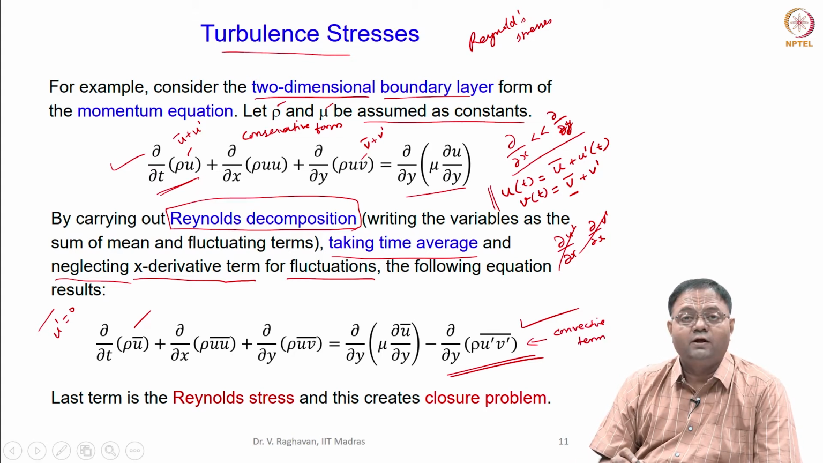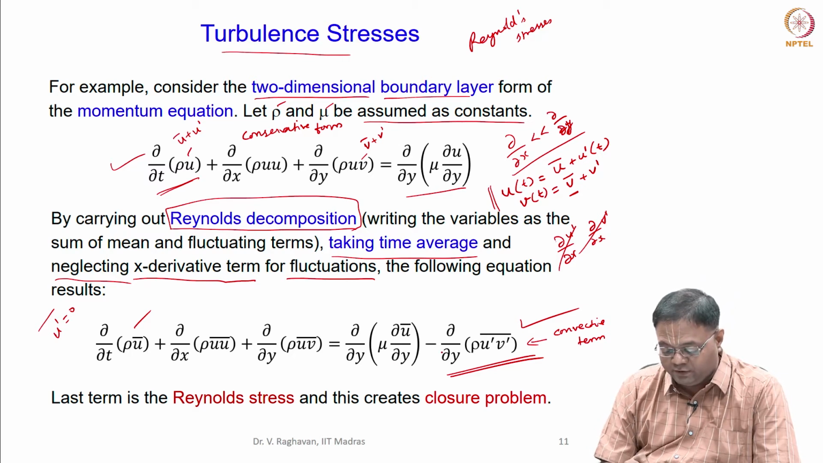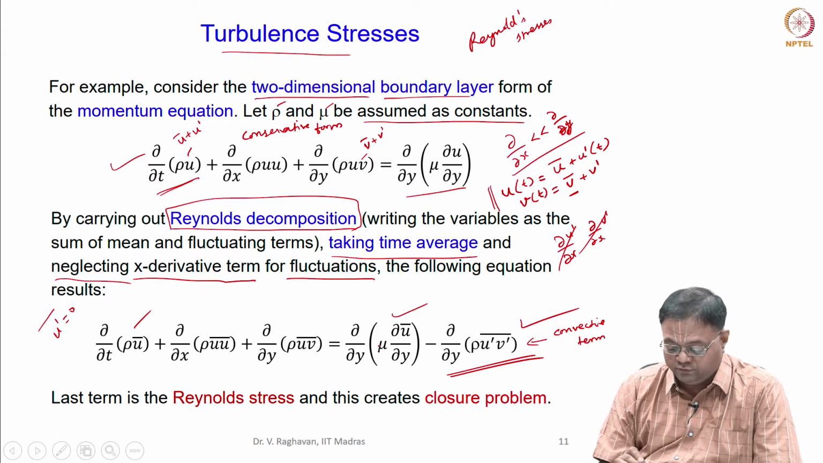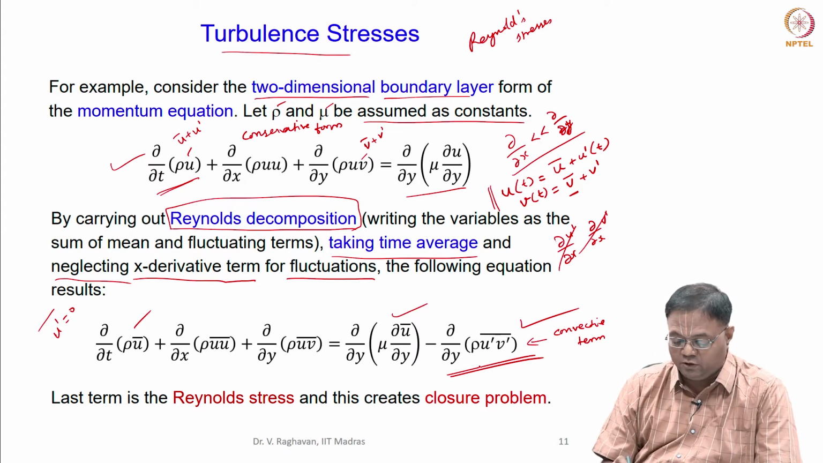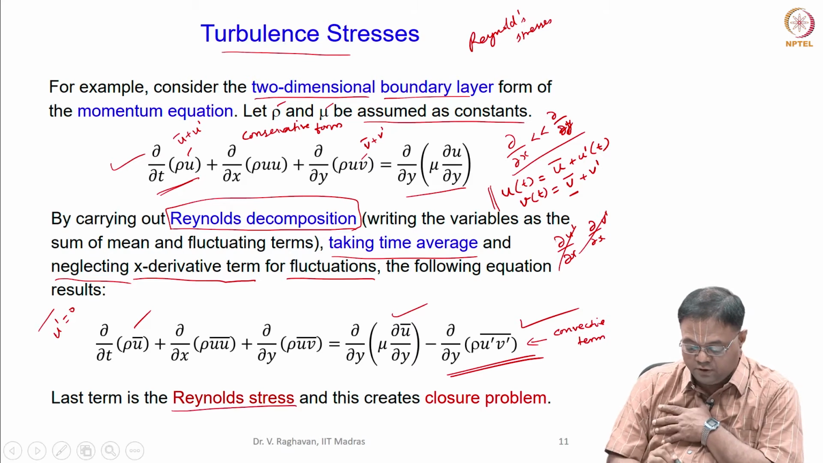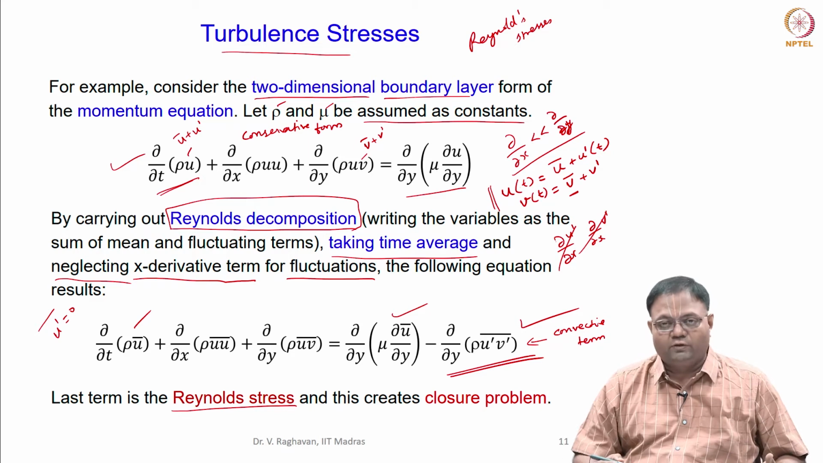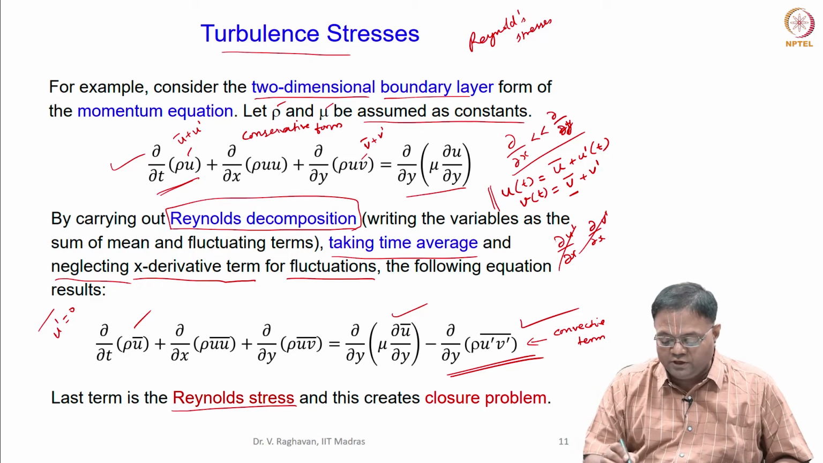But it is convenient to write it as a diffusion term. So, we have put this on the right hand side along with the stress term, and this particular term is now called the Reynolds stress. Similarly, if you do it for the x momentum, y momentum, everything, you will get additional terms.